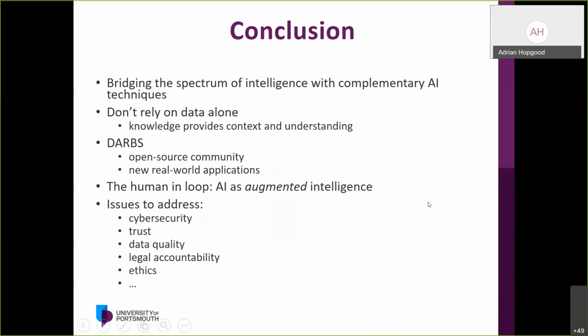So, by way of conclusion, I see a future in which the spectrum of intelligence is bridged with complementary AI techniques, and I think we're making great progress there. My mantra, since there is such a focus at the moment on deep learning, large-scale neural networks, big data, my message is: don't rely on data alone. I think knowledge is still required. It may not be quite so fashionable as it was, but it's required to provide context and understanding. I mentioned DARBS, the distributed algorithmic and rule-based Blackboard system.